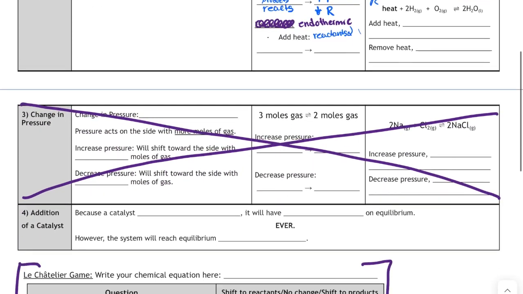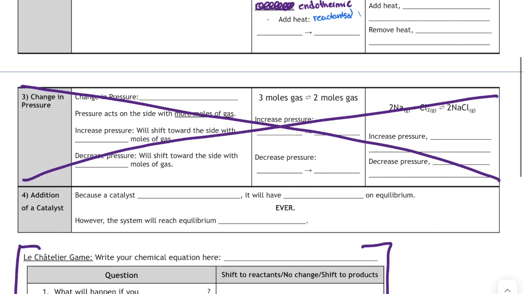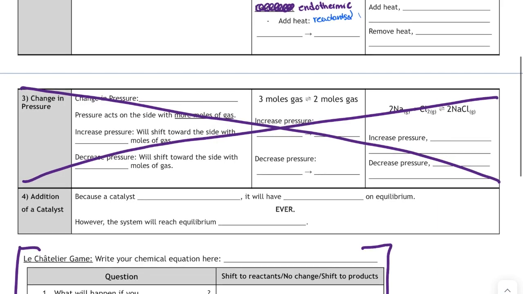And finally, when you add a catalyst, it has no effect. It just goes faster, but it's going to have no effect because catalyst only lowers the activation energy. It will never, never, ever have an effect on the equilibrium.